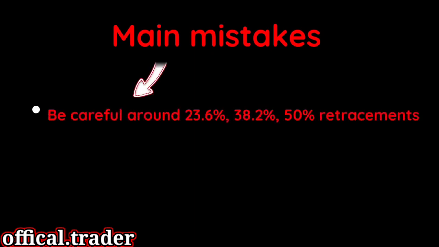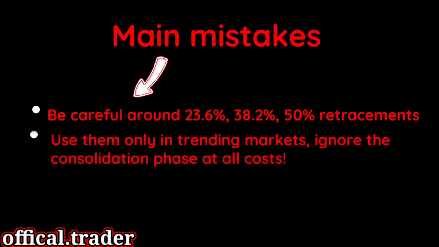So first one, be very careful around the 23.6, 38.2 and the 50% retracements. This doesn't mean that you cannot take the trades from this level, but you will have a much higher percentage chance of winning the trade if you stick to the 61.8 or the 78.6 deeper retracements. Secondly, use them only in trending markets. Ignore the consolidation phase at all costs.